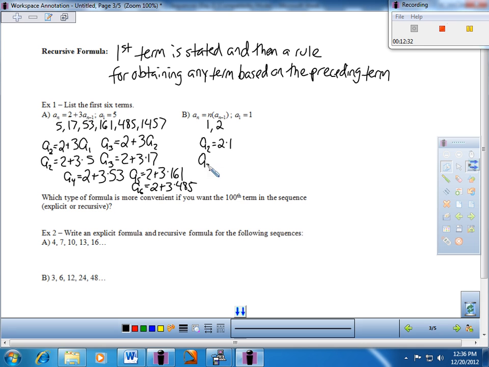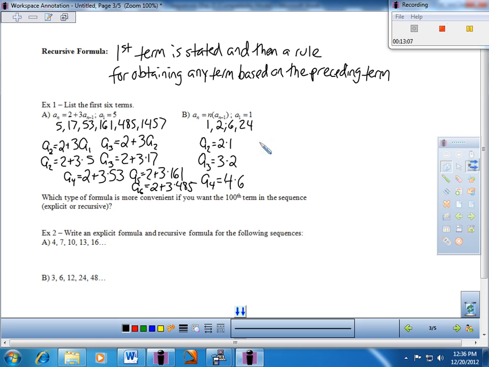Let's see if we can do this one. A sub 3. 3 is my input, so 3 is my n, times the previous output, so the previous term was 2. And 3 times 2 is 6. Oops, didn't mean to have a multiplication symbol in there. So 1, 2, 6. How about the fourth term, everybody? So I'm going to have my 4 right here. So this is my input, 4, and then times previous output, which is 6. 4 times 6 is 24.